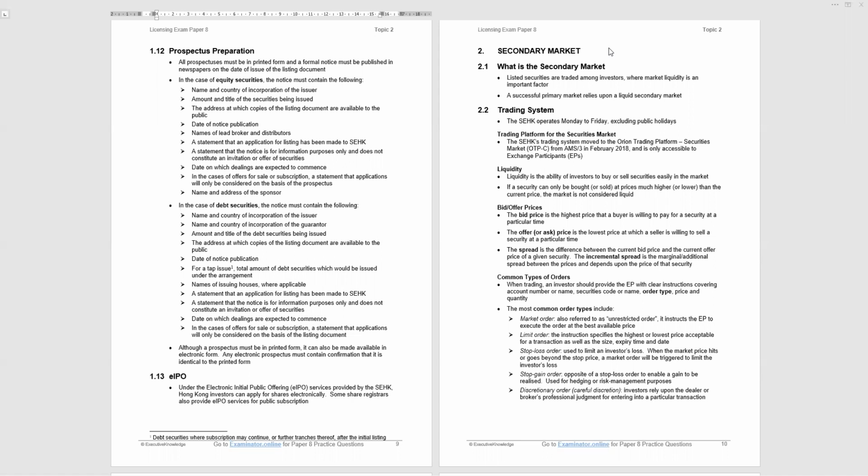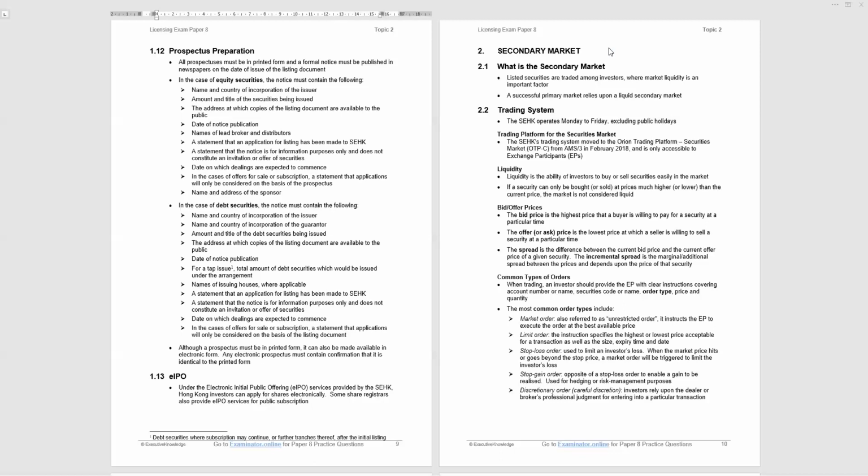Different types of stock order, and at the bottom of page 10 we list the most common types. The market order, also referred to as unrestricted, that's your instruction to execute at the best available price. So if you are selling, you need money, then you go to your broker or exchange participant and just say, it's a market order, just sell, get me the best price. Limit order, you're a little bit more reserved. There you specify the highest, or the lowest, price that you will accept for a transaction, as well as size, expiry time, date, all the details, the limits on your order.